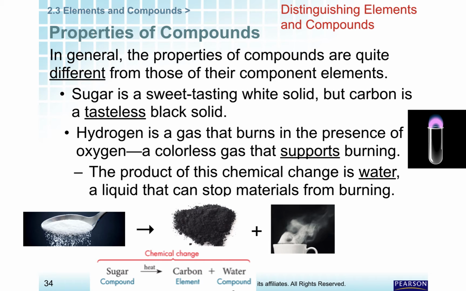In general, the properties of compounds are quite different from those of their component elements. Sugar is a sweet-tasting white solid, but carbon is a tasteless black solid. Hydrogen is a gas that burns in the presence of oxygen, which is a colorless gas that supports burning. The product of this chemical change is water, a liquid that can stop materials from burning.